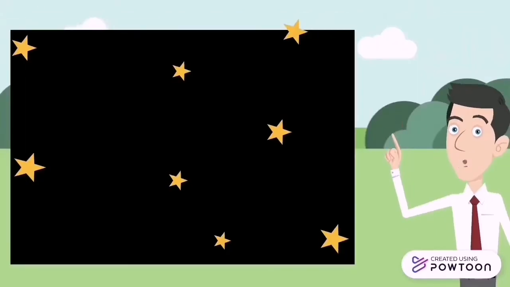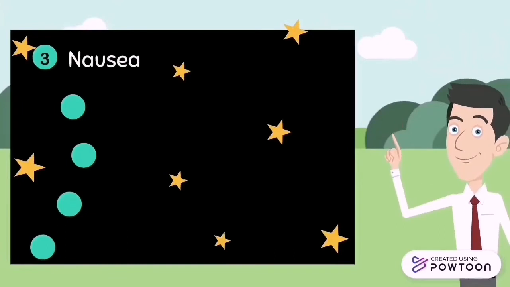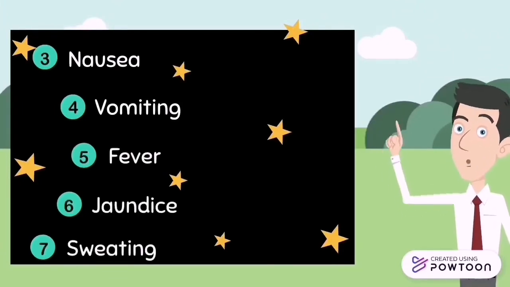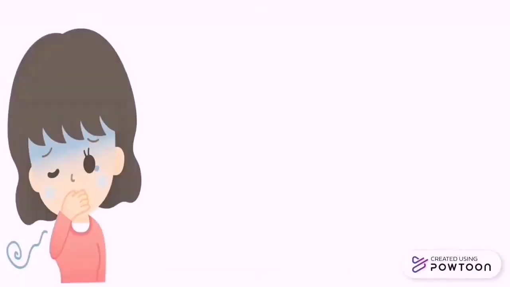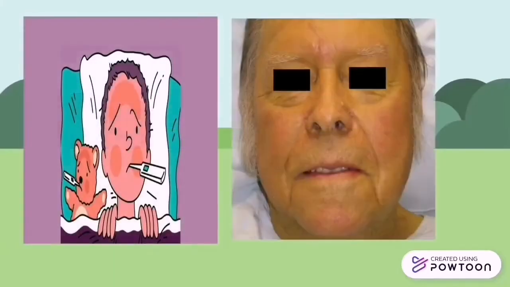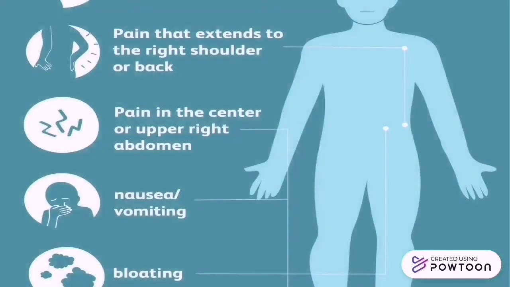For some people, they may have additional symptoms such as nausea, vomiting, fever, jaundice, and sweating, and it is different for each person. One more thing, usually all of these symptoms occur after a meal, and in particular when fatty foods are eaten. That's all for the symptoms of cholecystitis. Now, let's move to the next part.